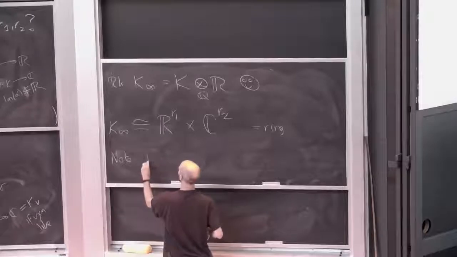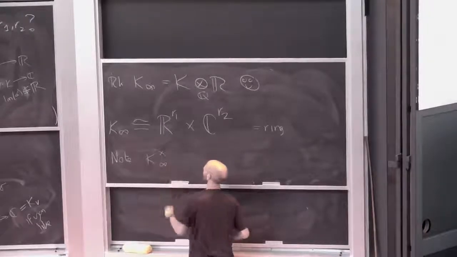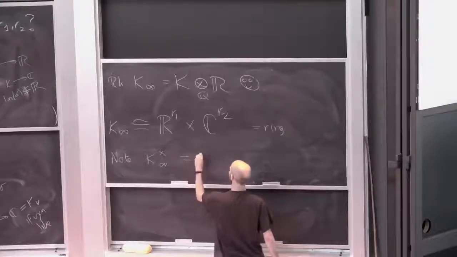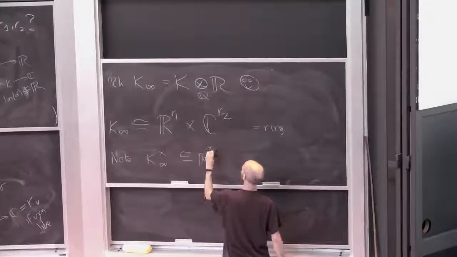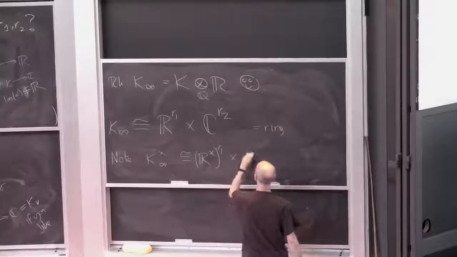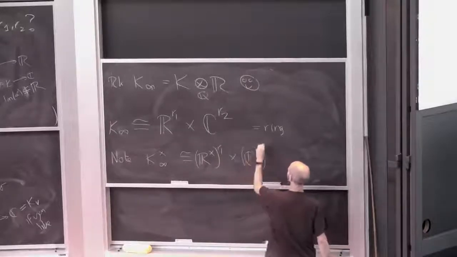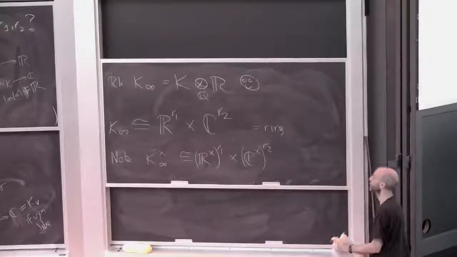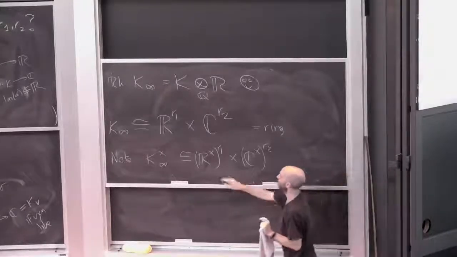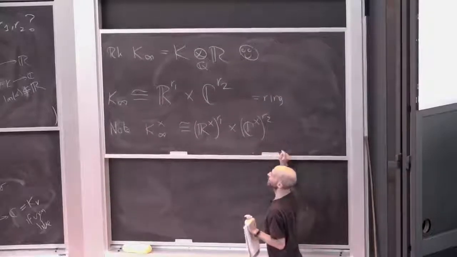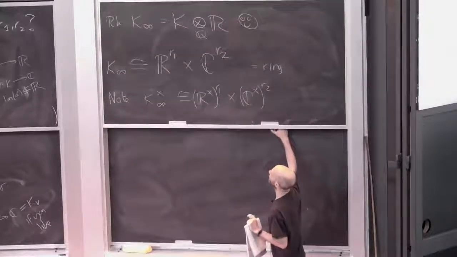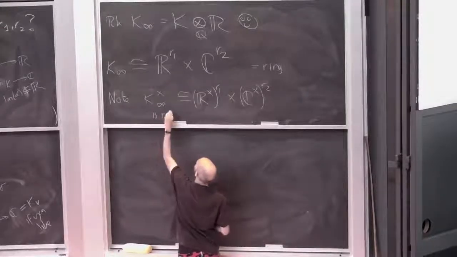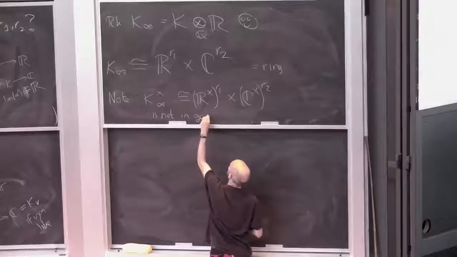So let me just talk about the units of this ring, K infinity star. This is a kind of geometric object, right? This is isomorphic to R star to the power of R1 cross C star to the power of R2. Now C star is connected, because it's two-dimensional, and if I remove a point, it remains connected. But R star is no longer connected. I remove a point, it falls into two pieces. So this is not in general connected.